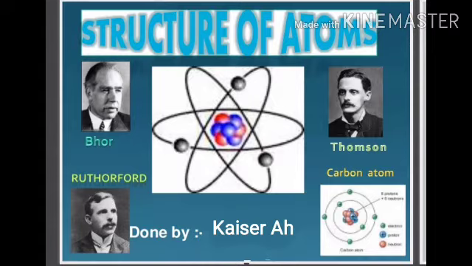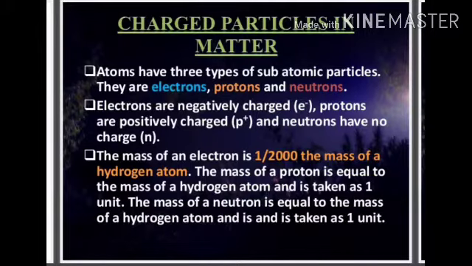As already discussed in this chapter, Dalton's theory and the atom. As already mentioned, the atom is the smallest particle of an element that can exist independently and retain all its chemical properties. Now today we will discuss the charged particles in the atom or matter. In atoms, there are three types of subatomic particles. They are electrons, protons, and neutrons.